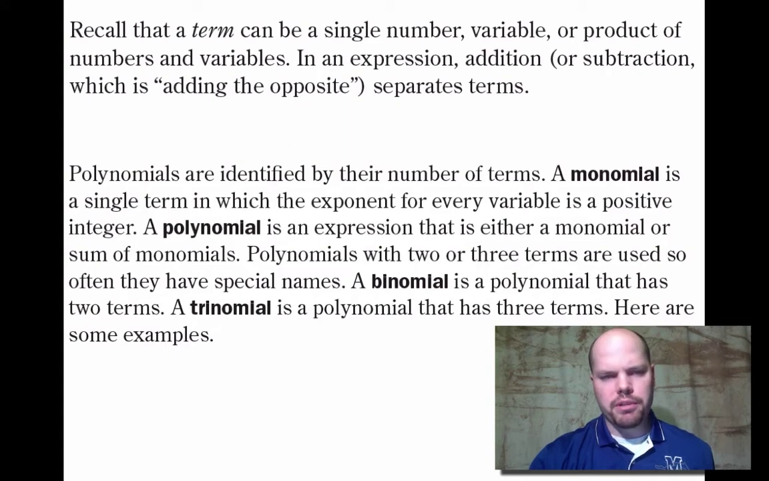So a monomial is a single term in which the exponent for every variable is a positive integer. A polynomial is an expression that is either a monomial or sum of monomials. And then polynomials with two or three terms are used so often they have special names. A binomial, that's a polynomial that has two terms, and a trinomial is a polynomial that has three terms, and we'll look at some examples.